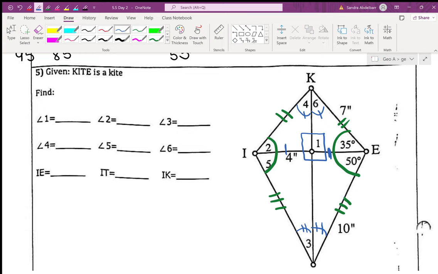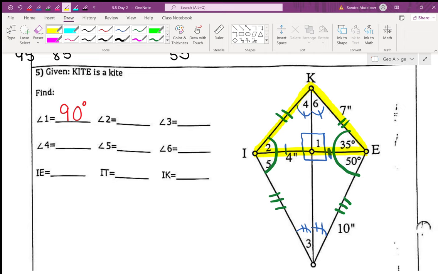All right, let's do this. So, first thing we want to do is find angle 1. We found angle 1. How many degrees is it? 90. Right, now we want to find angle 2. Well, in order to find angle 2, it's a little bit sneaky here. Do you all see that big triangle IKE? Do we see it? IKE?